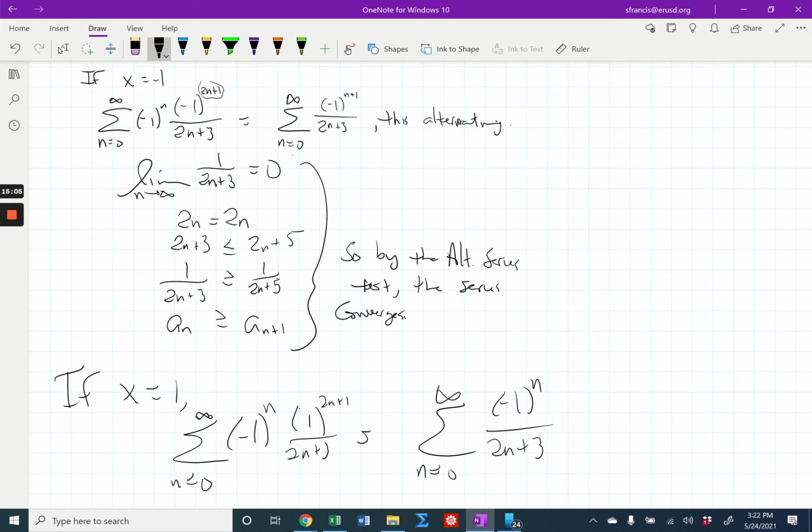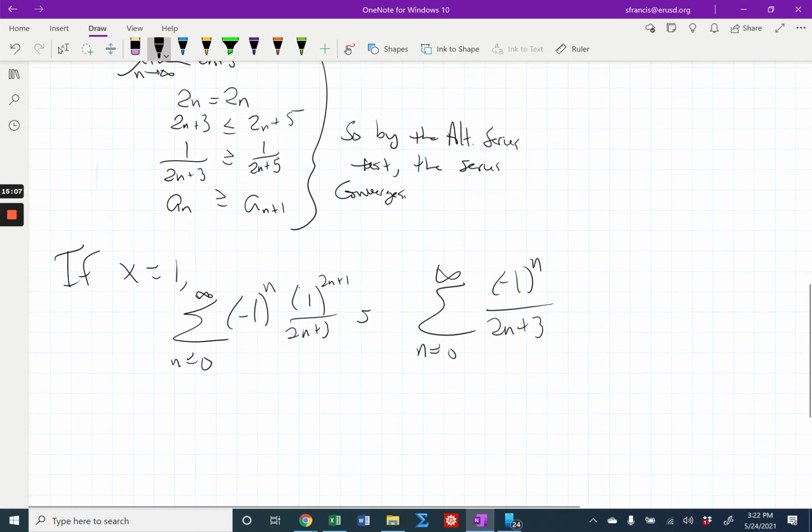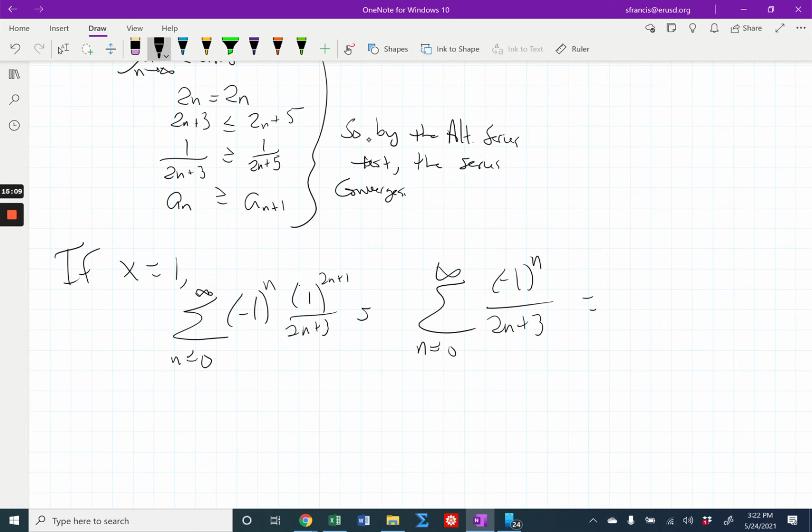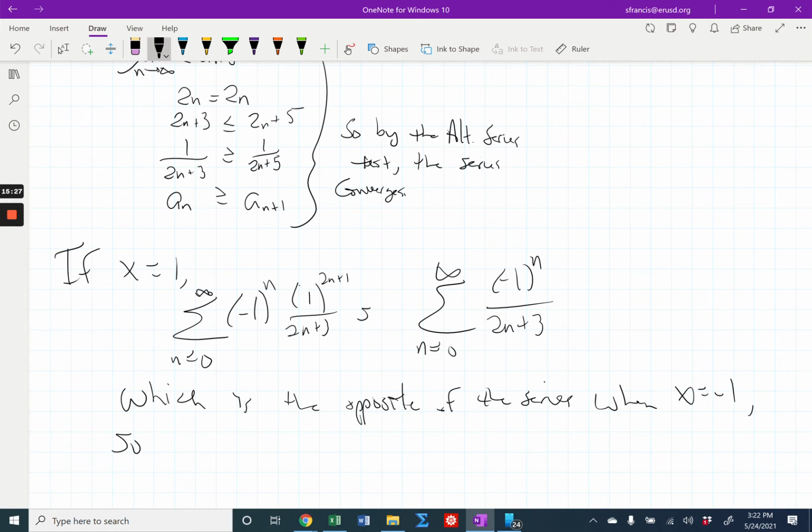So this is the same alternating series, except the signs are opposite, okay? You could even, if you wanted to, just put it in words: this is the opposite of the series when x equals -1. So it converges as well.